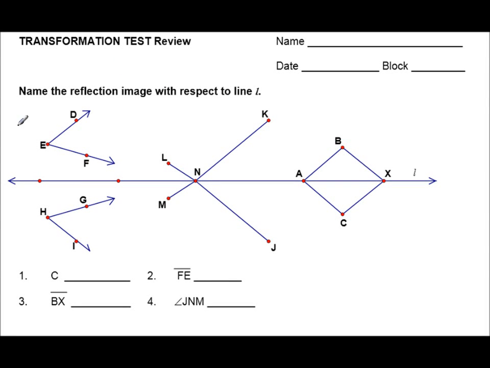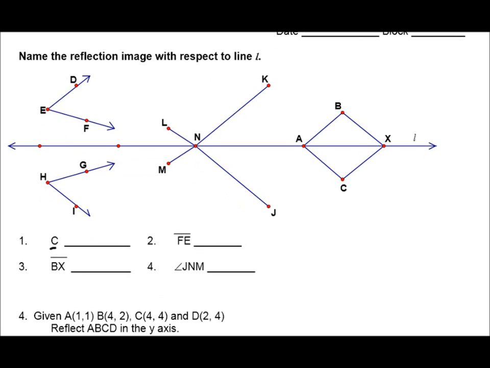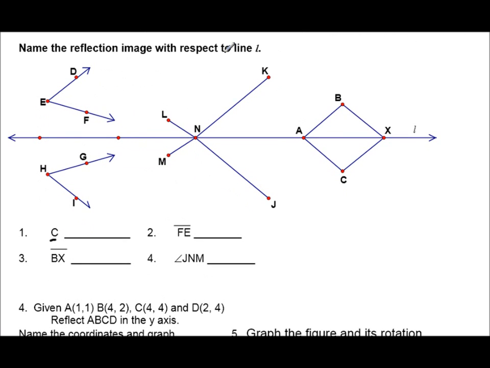Number 1, we're asked to name the reflection image with respect to line L. So that's just asking us to look at the pre-image they gave us, and then after it's reflected over line L, where does it end up? So C, when reflected or flipped over line L, will become point B.